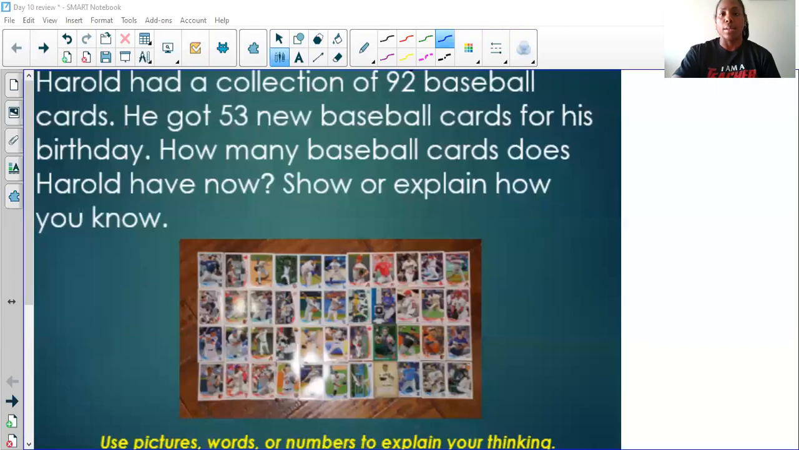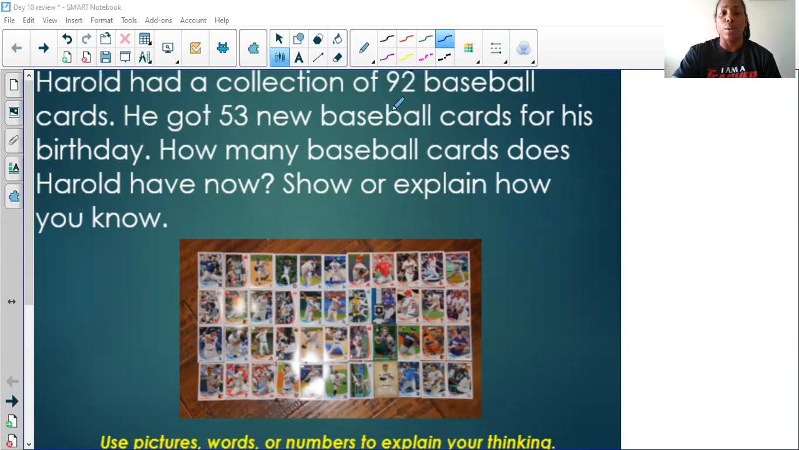But before we get started with that, let's go ahead and take a look at our problem of the day. All right, here we go. It reads, Harold had a collection of 92 baseball cards. He got 53 new baseball cards for his birthday. How many baseball cards does Harold have now? Show or explain how you know.